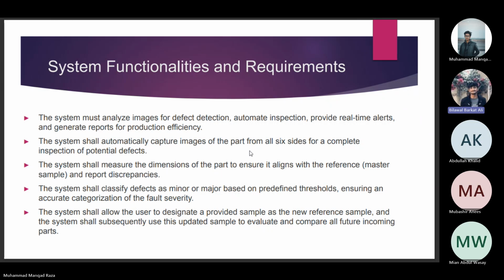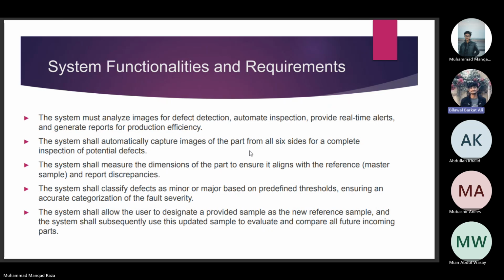For defects, when our system detects a defect, it will classify the defect as either minor or major, based on a predefined threshold set in the system. We also discussed that there should be a 0.01 millimeter discrepancy or error check. Any minor error that the system detects should be immediately reported to the user or the operator.